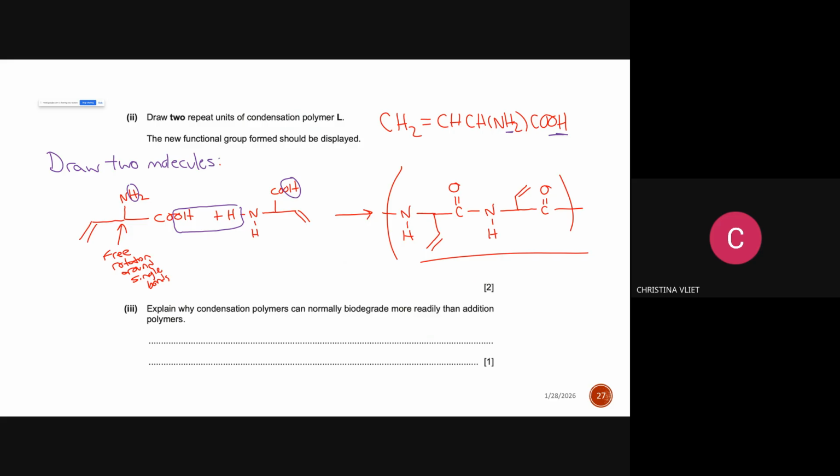How many marks is this worth? 2. And look at the next one. Why do condensation polymers biodegrade more readily than addition polymers? And this is recent, so this is how it's tested right now. Isa, go ahead. Because they can be hydrolyzed is the exact answer. So because they can be hydrolyzed, that bond can be broken, which means they are susceptible, especially to acids and bases.